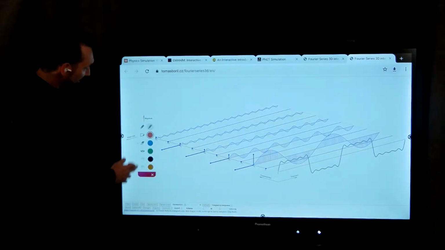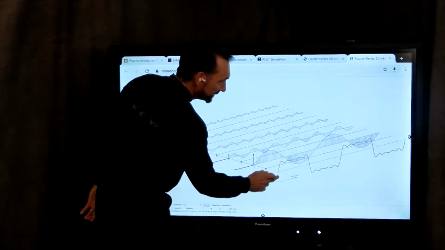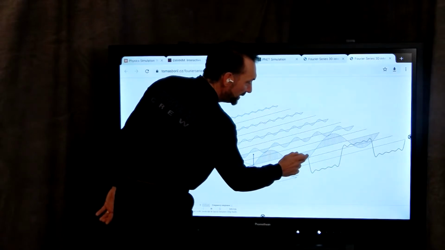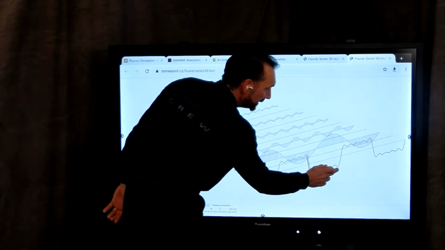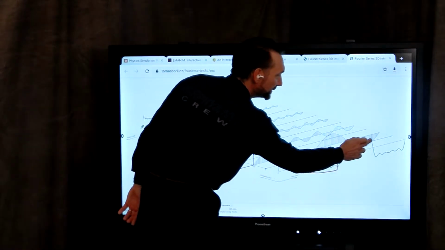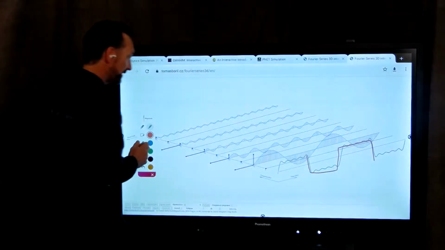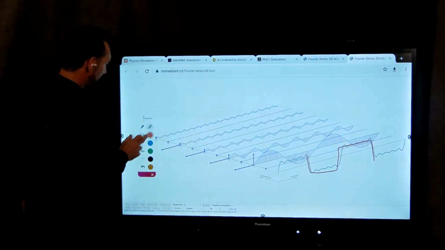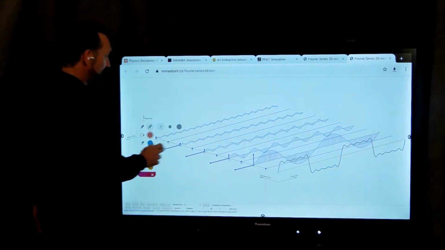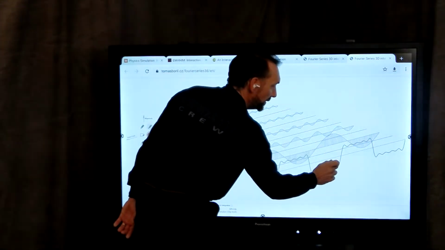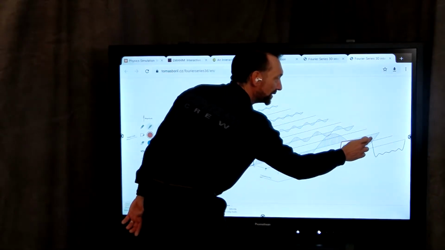So what I'm doing here is I want to get a function that looks like this. In fact, let me make it slightly different. I want to get a function that looks like this in some region of space.